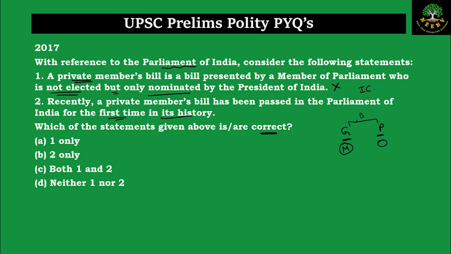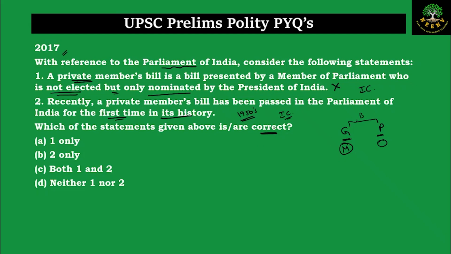Coming to statement 2, a private bill has been passed in the Parliament for the first time in the history as of 2017. No, the private bill for the first time was passed in the 1950s itself. So it's not for the first time in the history that a private bill was passed as of recent in 2017. So this statement is also incorrect.